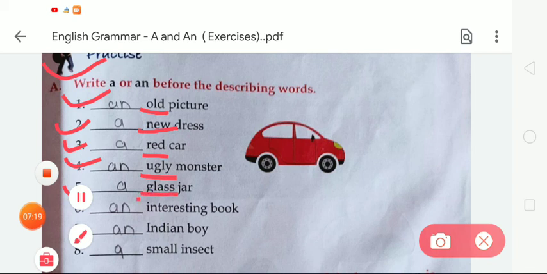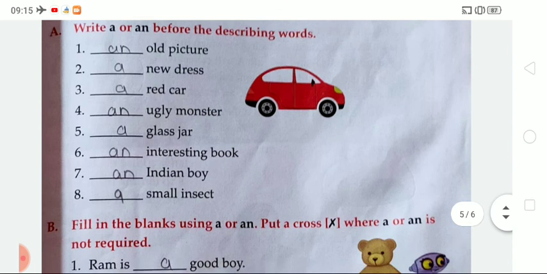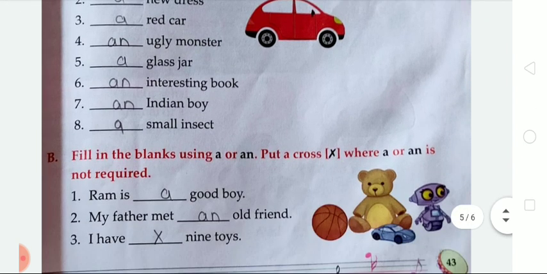Okay, now the next is 6, interesting book, so the describing word is interesting and with interesting we have to use an. Now the next is number 7, dash Indian boy, so the describing word is Indian and we have to use an with Indian. Okay, number 8, small insect, so the describing word is small and we have to use a with small. So like this we have to complete this exercise A. So now we move to the next exercise, that is exercise B.